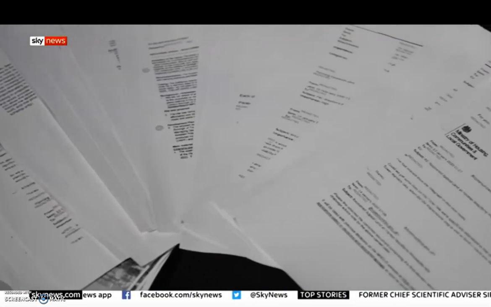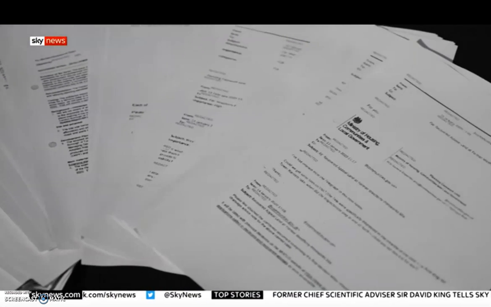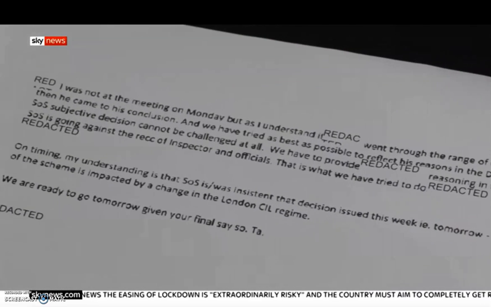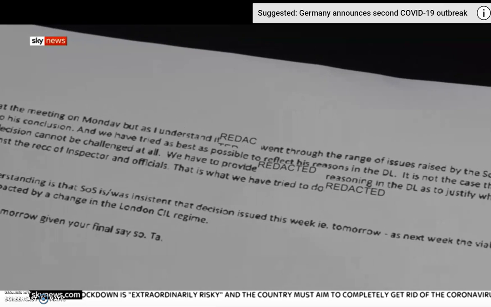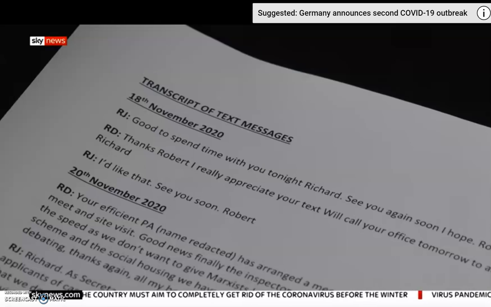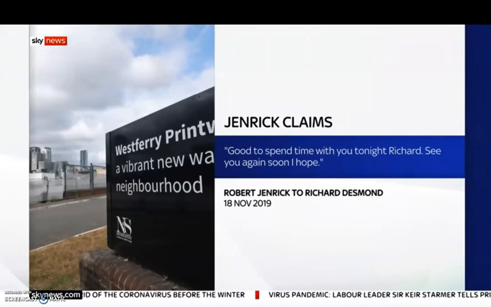Mr. Jenrick says the dinner was the first time he'd met Mr. Desmond, who had invited him on a site visit, then sent him a number of text messages and tried to contact him by phone. On reflection, he would not have exchanged numbers, he wrote. But in a cordial text to Mr. Desmond on the evening of the dinner, November the 18th last year, Mr. Jenrick said, "Good to spend time with you tonight, Richard. See you again soon, I hope."